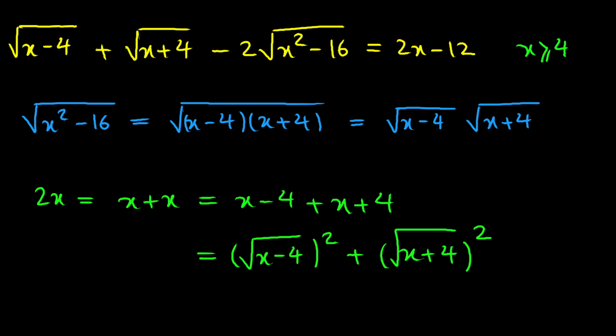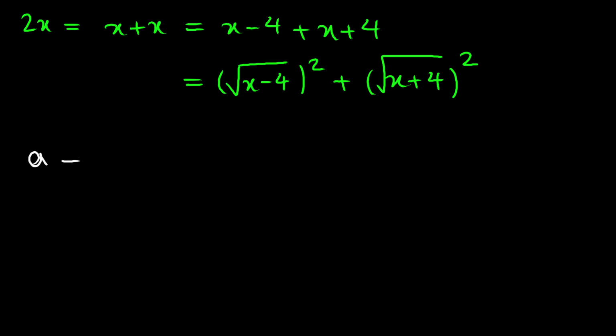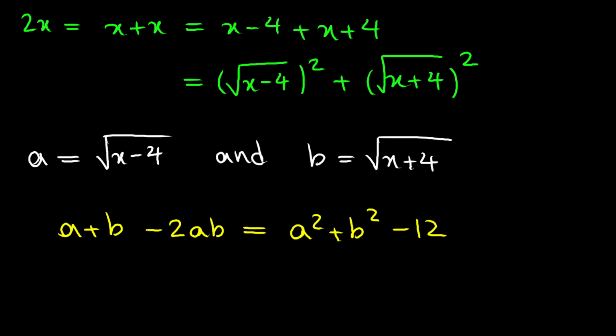So let's go ahead and use substitution to make the equation much simpler. Let's say that a equals the square root of x minus 4 and b equals the square root of x plus 4. So our equation is going to be the sum, which is a plus b, minus 2 times the product, which is negative 2ab, and this equals the sum of their squares, which is a squared plus b squared, minus 12. So at this point, we need to go ahead and solve this equation.